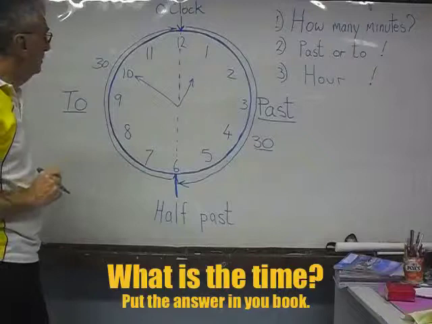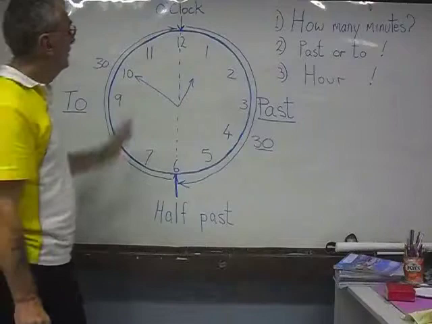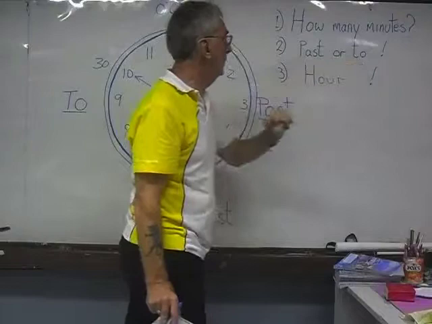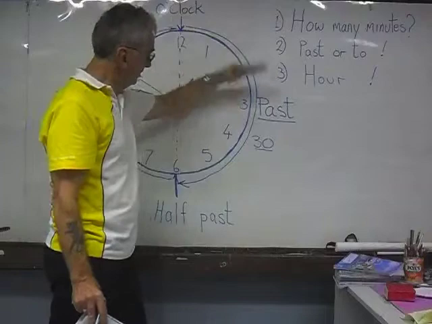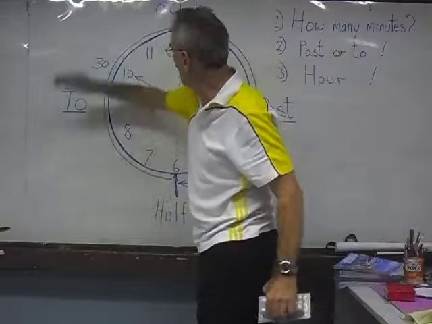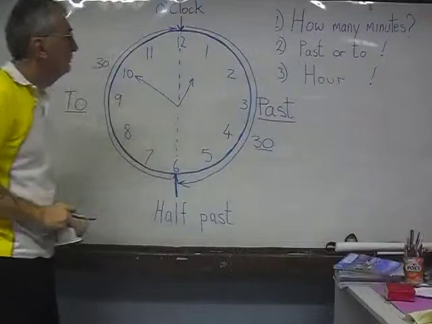Okay, just to recap now, three questions to ask: how many minutes, past or to, and the hour. How many minutes? There's 30 minutes here. There's 30 minutes here. To, past. Good luck.